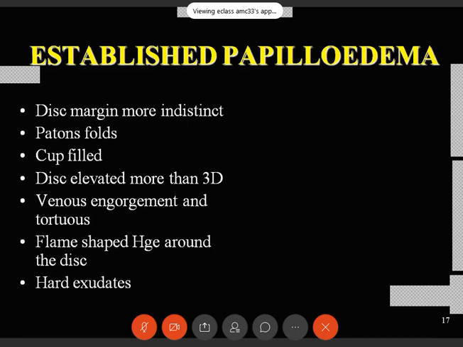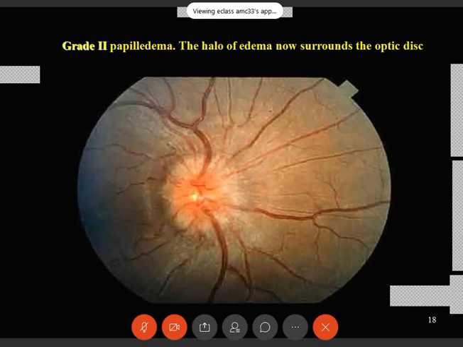This is established papilledema. This is grade 2 papilledema, established papilledema. The margins are blurred, venous engorgement is present, small hemorrhages are present, and hard exudates are present. Established papilledema.